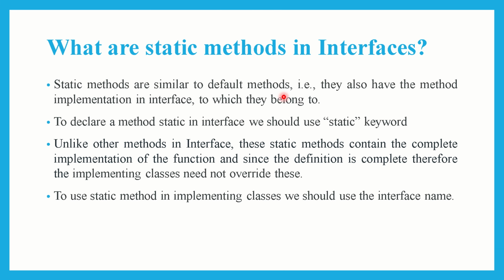Going back to the slide, what are static methods in interface? Static methods are similar to default methods. That is, they also have the method implementation in the interface to which they belong, right? To declare a method static in an interface, we should use the static keyword. Unlike other methods in interface, these static methods contain the complete implementation of the function. And since the definition is complete, the implementing classes need not override these.